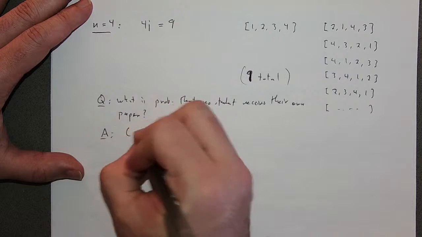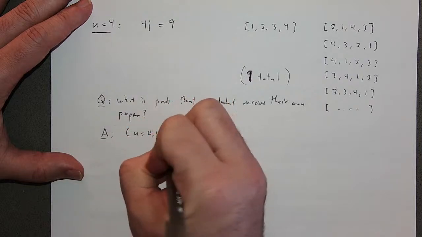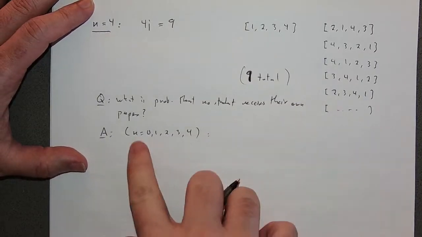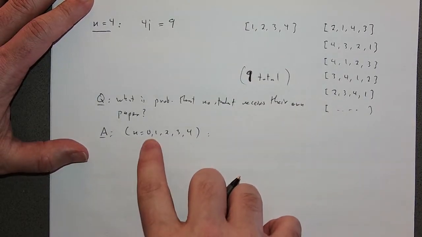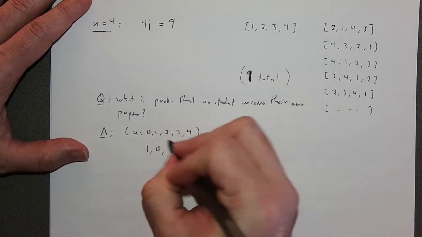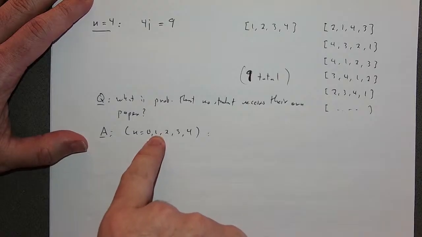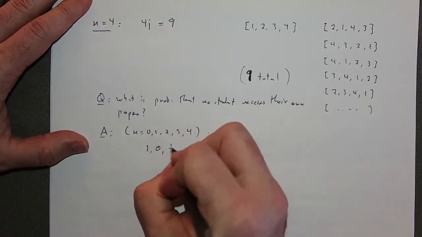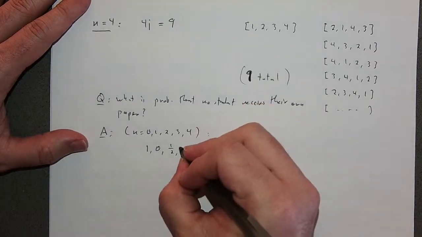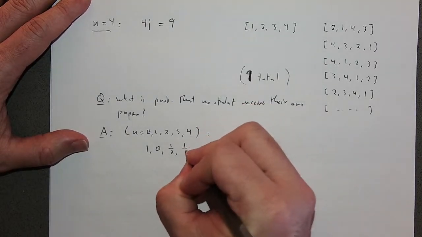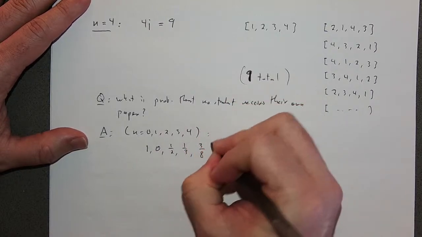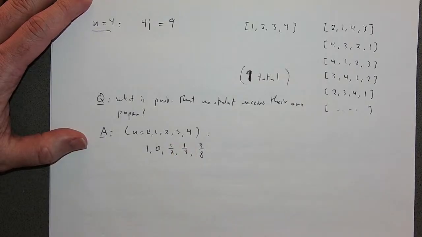The answer for n equals 0, 1, 2, 3, and 4 is just going, respectively, here: 100% in the n equals 0 case, 0% in the n equals 1 case, 1/2 in the n equals 2 case, 1/3 in the n equals 3 case, and 3/8 in the n equals 4 case.